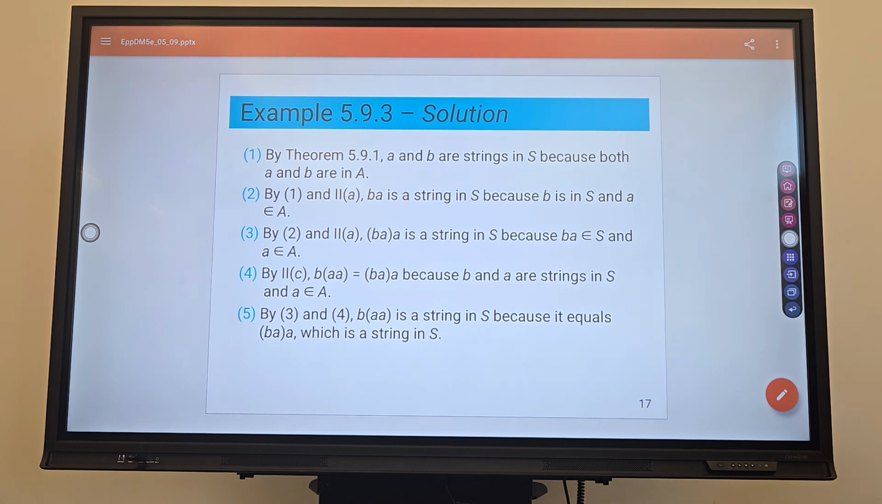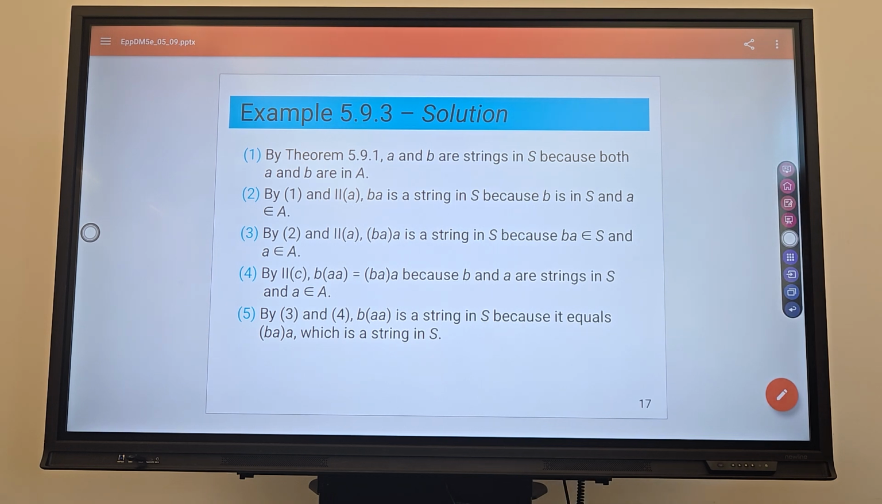So step 1, by theorem 5.9.1, A and B are strings in S because both A and B are in A. By 1 and 2A, BA is a string in S because B is in S and A is an element of A. By 2 and 2A, BA concatenated with A is a string in S because BA is an element of S, shown in step 2, and A is an element of A.